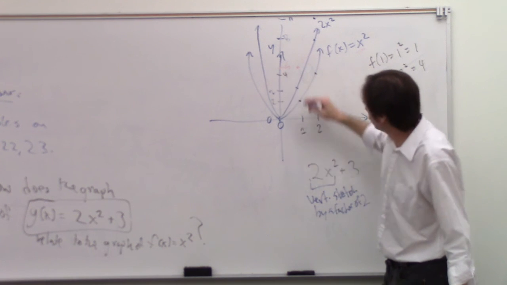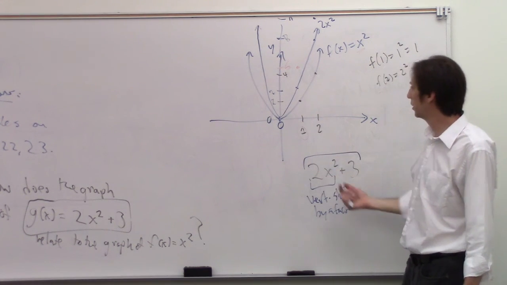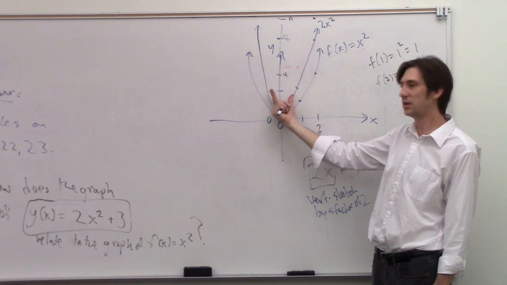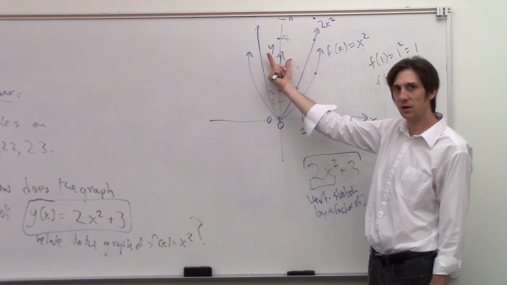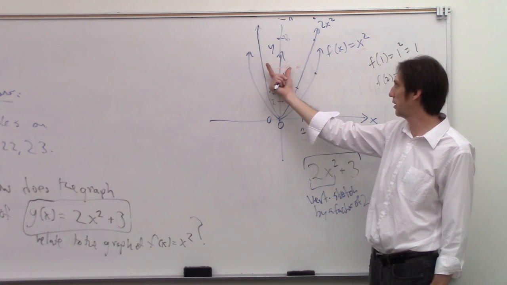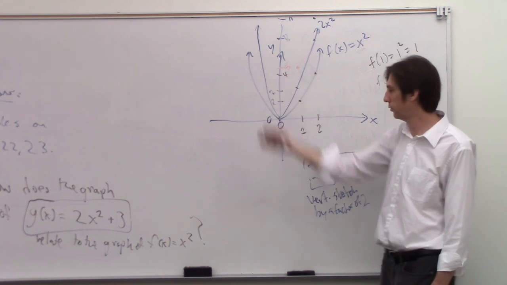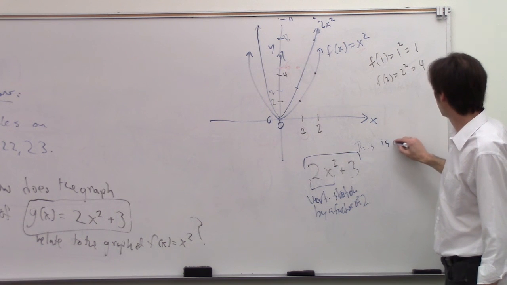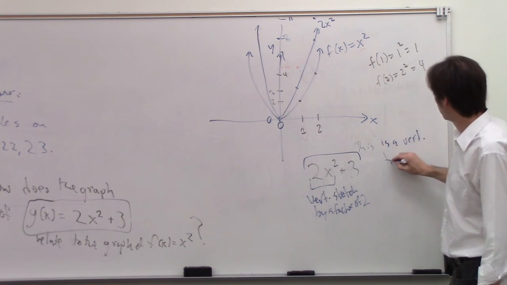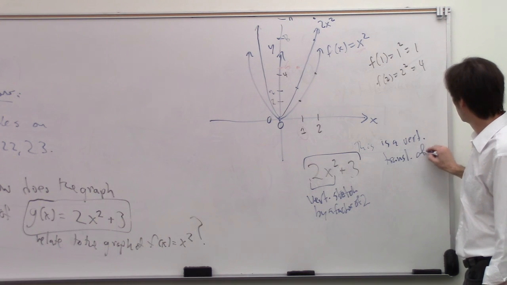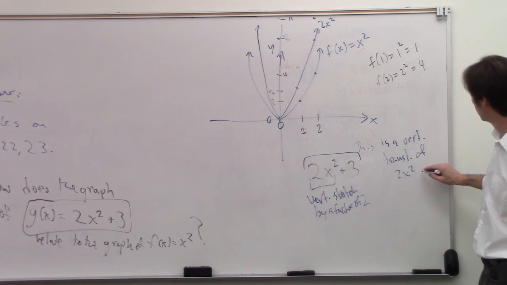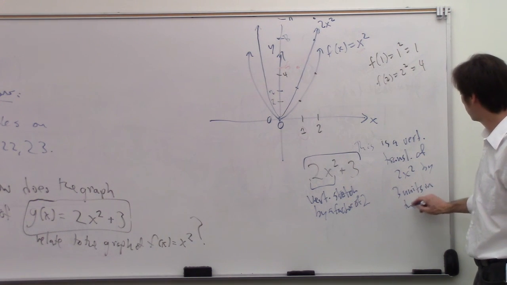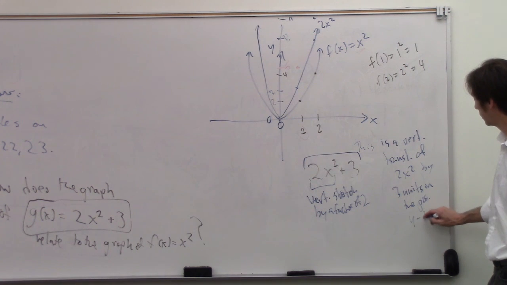So what I do to get 2x squared plus 3 is I take my 2x squared, which is my narrower version of x squared, and then I just translate it vertically in the positive y direction, in other words, by 3 units. So this is a vertical translation of 2x squared by 3 units in the positive y direction.